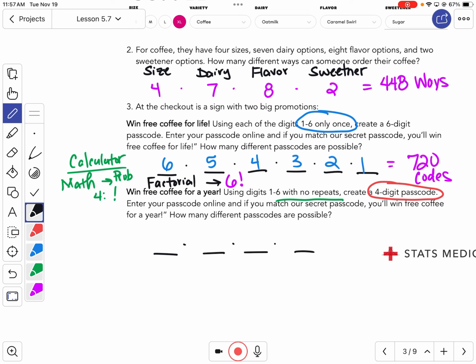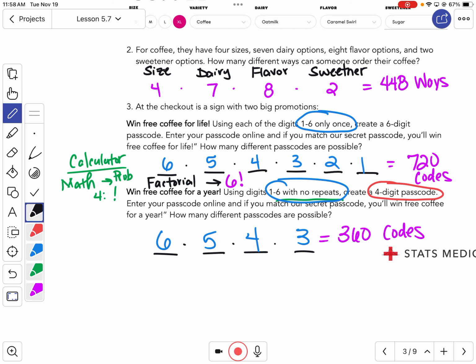We can't repeat anything, okay? So how many numbers do I have to choose from for the first spot? 6, and then the next one, 5, and the next one, 4, and the next one, 3. And that's all we have to do, multiply those. So here's the thing: that's not a factorial, because does it go all the way to 1? No, it does not. If you use your calculator, you can type that in and get your answer. It should give us 360 codes.